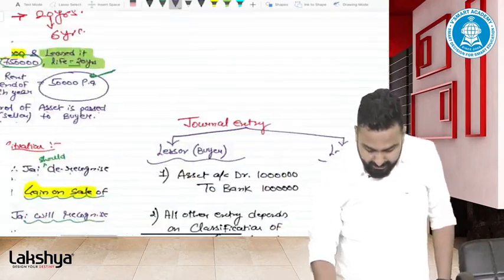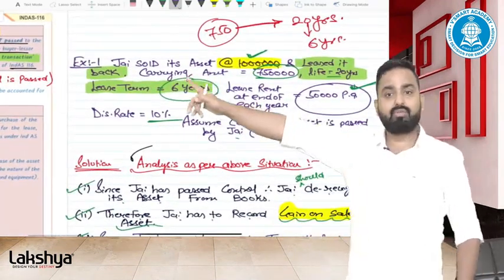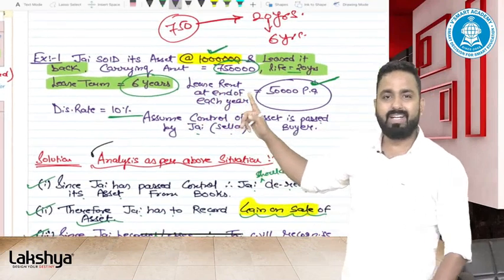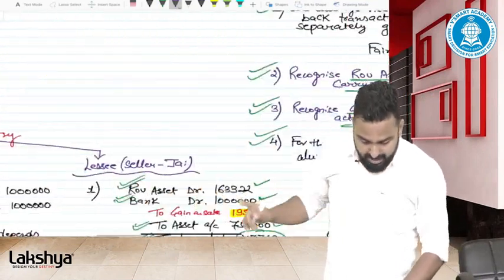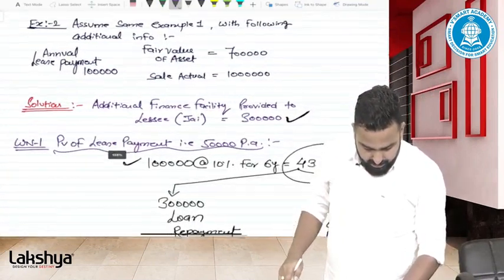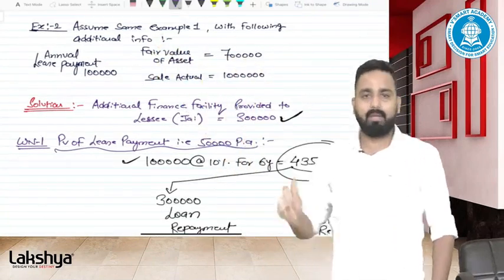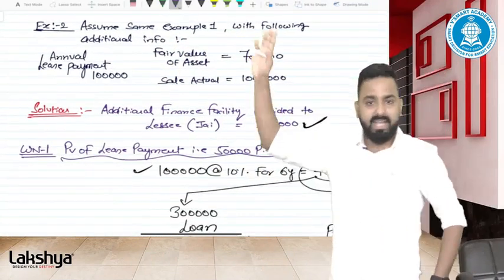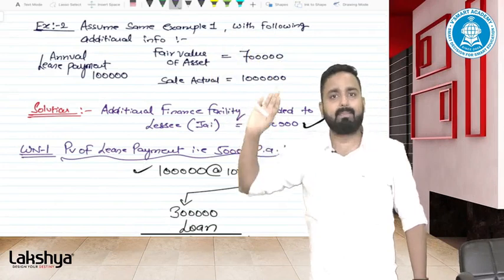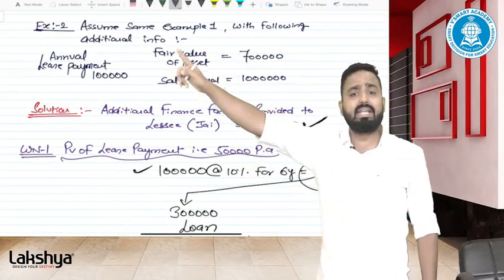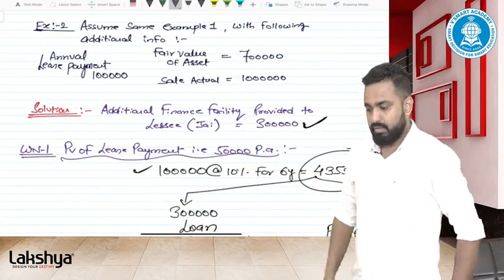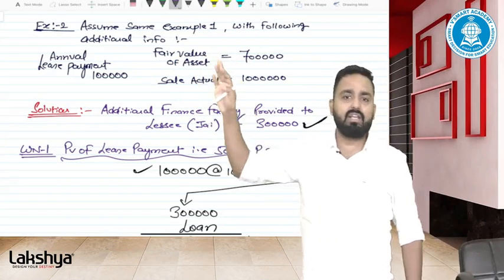See, this was example number 1. We have already discussed it before the break. Now let us write this example. Example number 2. It says, assume same example number 1 with the following additional information.